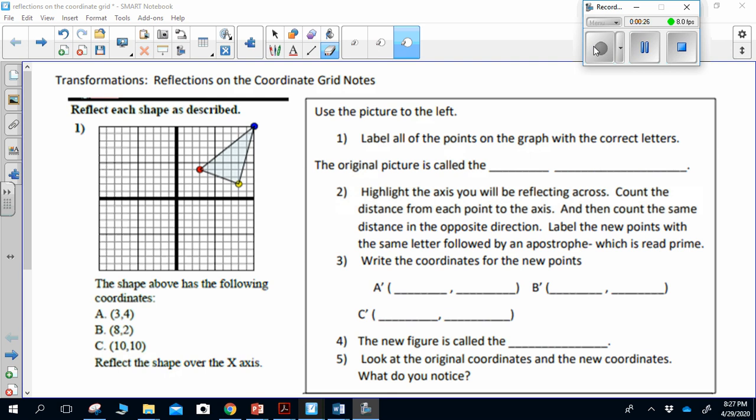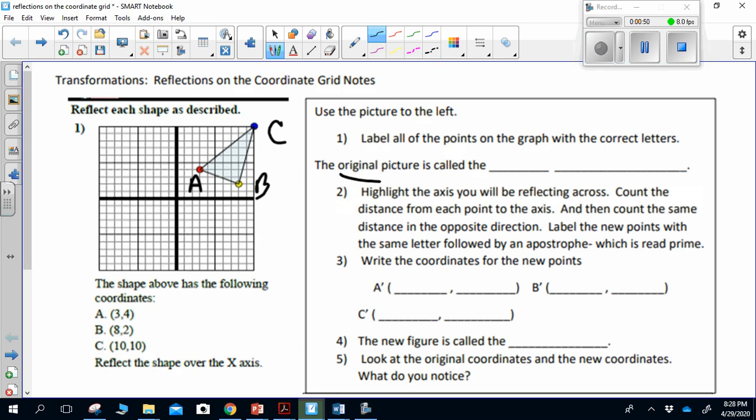So the first thing that you're supposed to do when you're given a situation like this is you're going to label all the points on the graph with the correct letters. So let's go ahead and do that. So I have my points labeled, and now I want to talk about what this is. So when you're talking about this image right here, this triangle ABC, this original picture is called the pre-image. It's where we begin. It's where we start, pre.